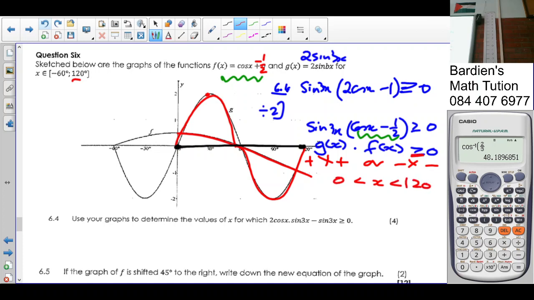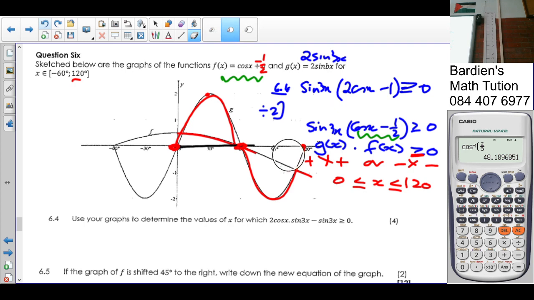You see, there's an equal sign there. Are they equal at 0? Yes. So 0 times anything is 0. Are they equal at 60? Yes. So that is included already. Are they equal at 120? Equal to 0? Yes. One is zero and one is a value. So 0 times a negative value will always be 0. That is why I include that value as well. It's inclusive.